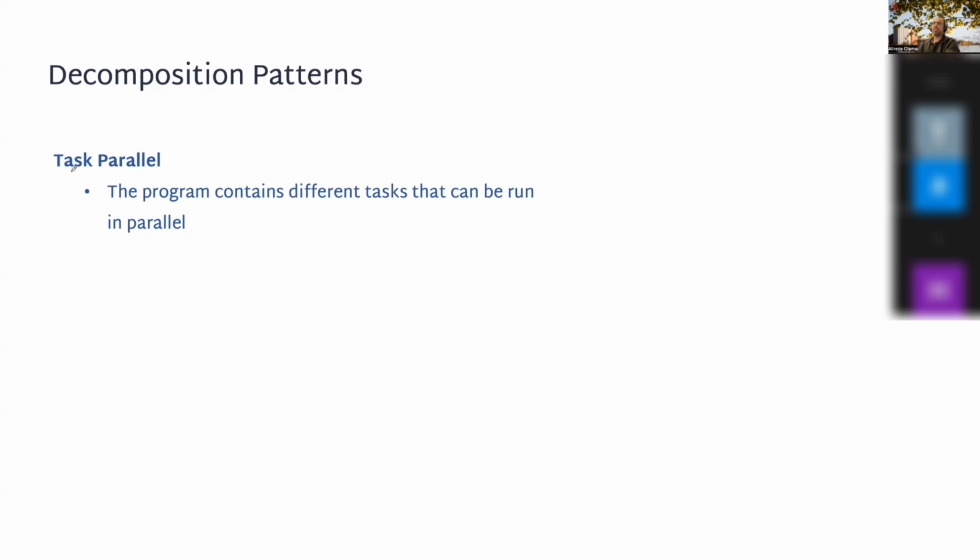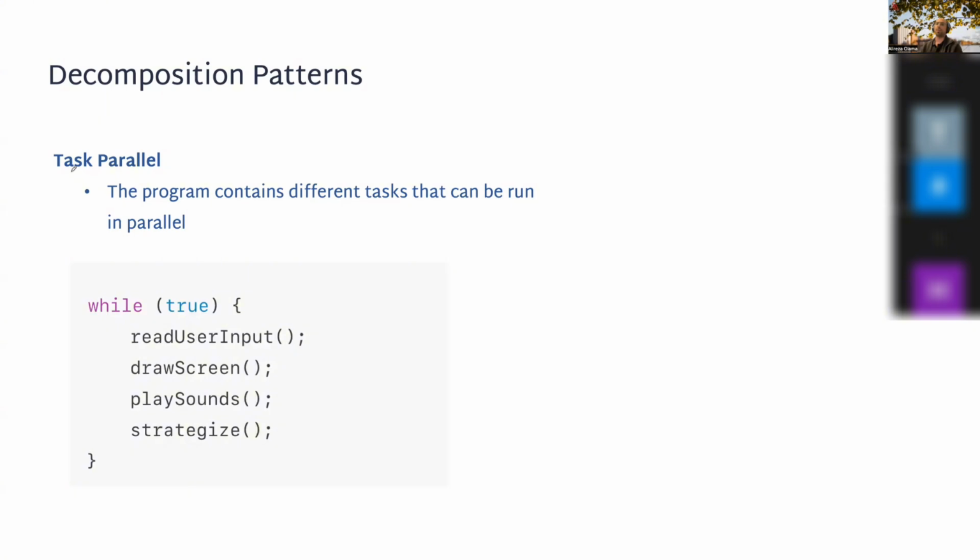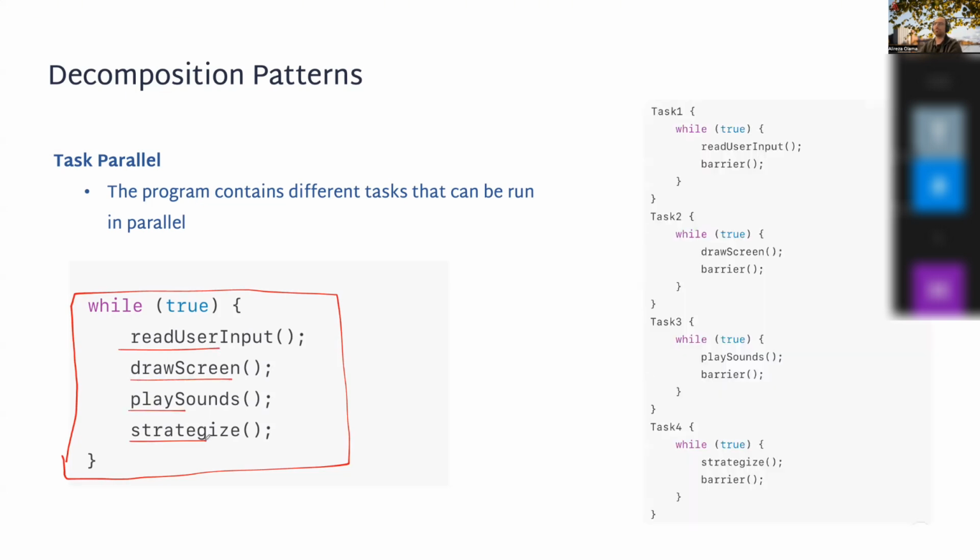So in task parallelism, you divide your program into different tasks, and then you run them in parallel. For example, here is a simple while loop of a kind of video game. You have 4 tasks: read user input, draw a screen, play sound, and strategize the game, right? For each of these tasks, you can define a task, similar to what we do with OpenMP, and you can run these tasks in parallel.